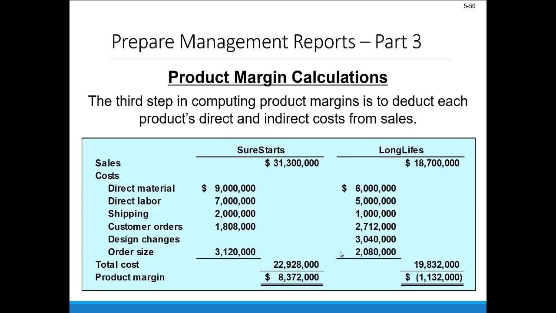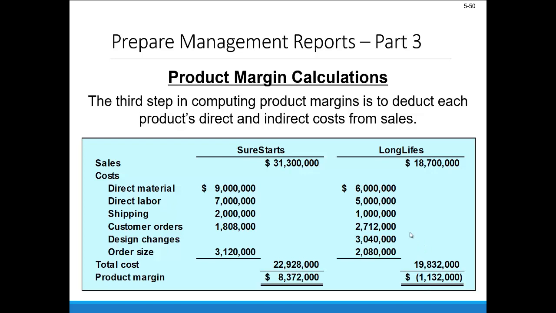And then we're ready to come up with a product margin. So the Sure Start there had sales of $31.3 million. Got all the direct costs deducted from that, as well as all of our costs assigned via our ABC system. That left us with a product margin for the Sure Starts of $8,372,000. For the Long Lives, the sales of $18.7 million, minus those direct materials, labor, and shipping costs, as well as the cost assigned via the ABC system, left it with a product margin in the negative, right, in the red.